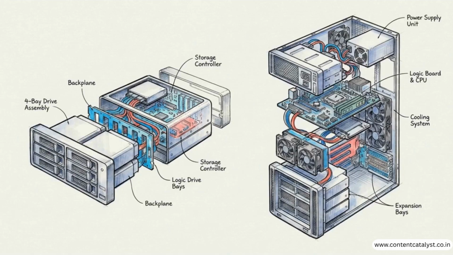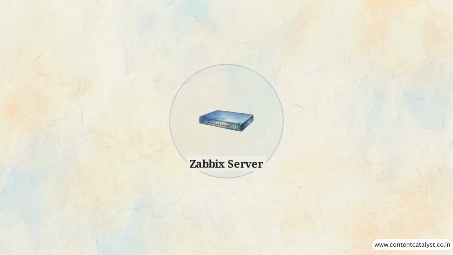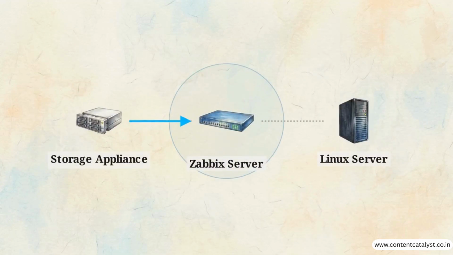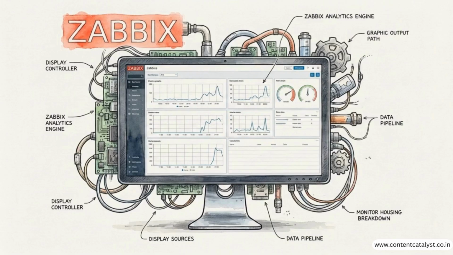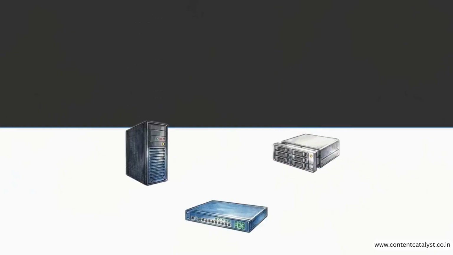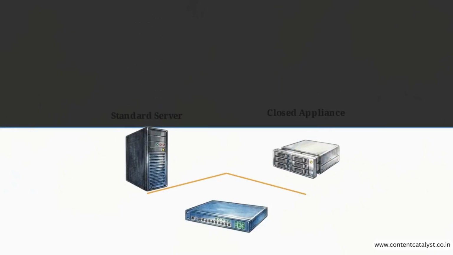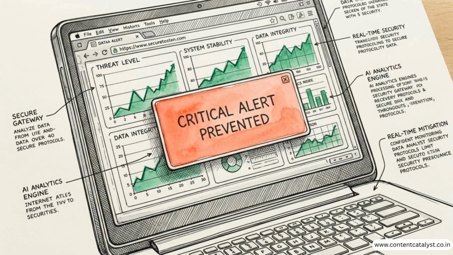We'll link two completely different types of hardware into a central monitoring hub to see exactly how they are performing. Specifically, we'll pull metrics from a closed network storage appliance and a standard Linux server. To follow along, you will need an active Zabbix server already running on your network. Establishing these links moves your hardware out of the shadows and provides a constant stream of health data that alerts you before a critical failure occurs.